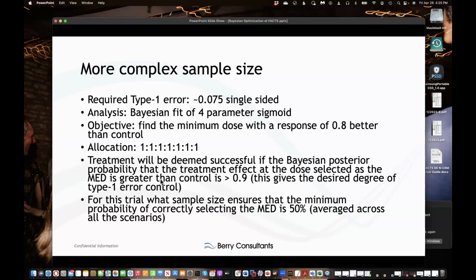And so the task for the optimizer is: what's the sample size that ensures that the minimum probability of correctly selecting the MED is at least 50% averaged across all the scenarios?